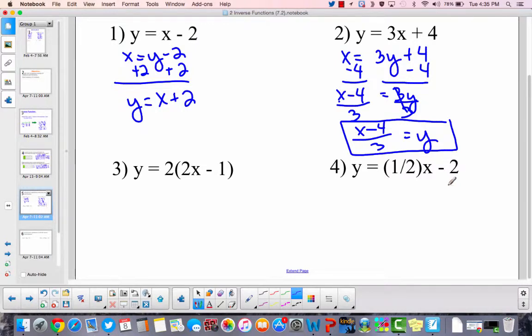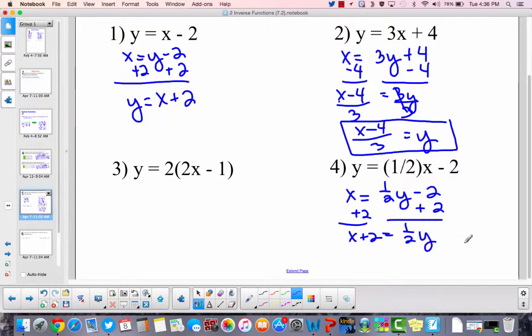All right, let's try number 4 over here together. So write this problem down. Now let's switch the x and the y's. So x equals 1/2 y minus 2. So what do I need to do first? I need to add 2 to both sides. So x plus 2 equals 1/2 y.